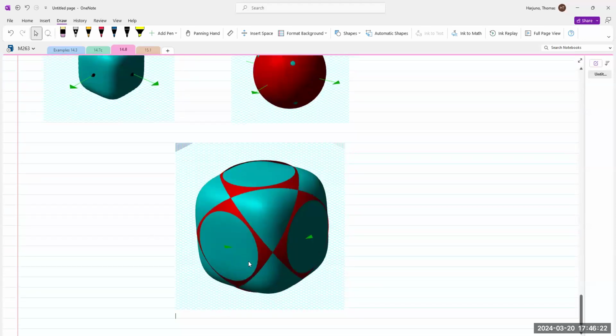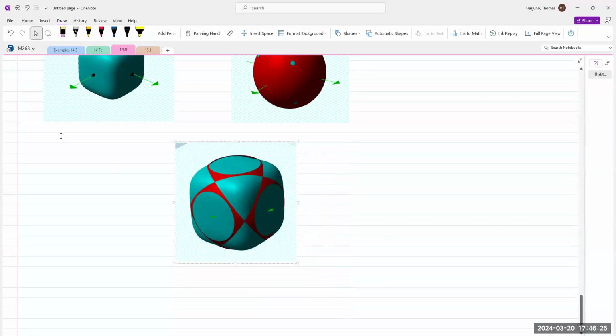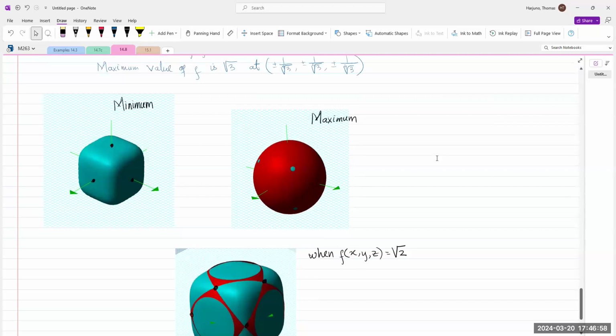This is when f(x,y,z) equals the square root of 2. Okay, the coordinates are here. These are the coordinates. So at those points, the gradient of f and the gradient of g are parallel. Okay, but that's not the maximum, that's not the minimum. The maximum and minimum cases we have seen above here.